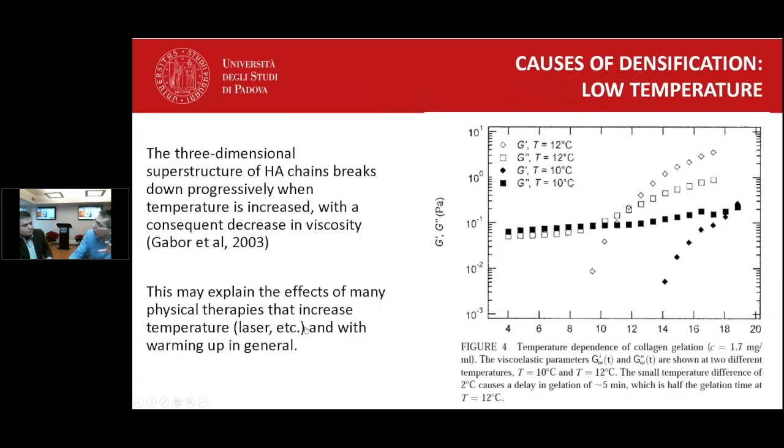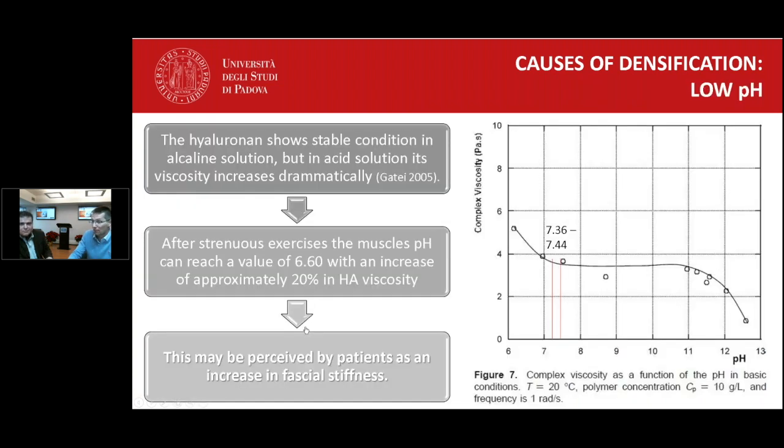So a decrease of the temperature increases the viscosity of the loose connective tissue. So we can understand why when the weather changes, patients start to feel more stiff, why at that time we can perceive more pain, because obviously stiffness is related. But also low pH will increase the viscosity.